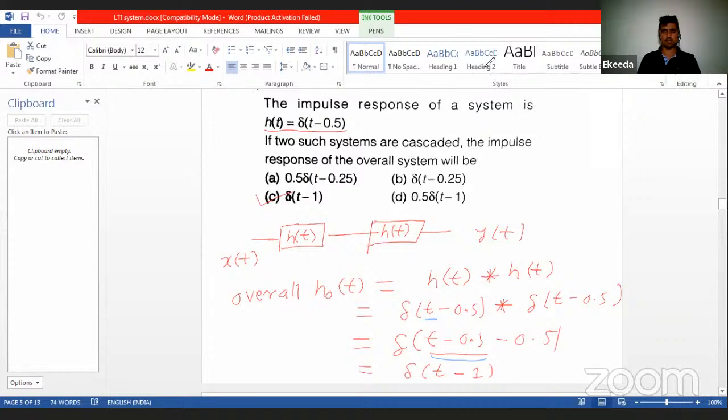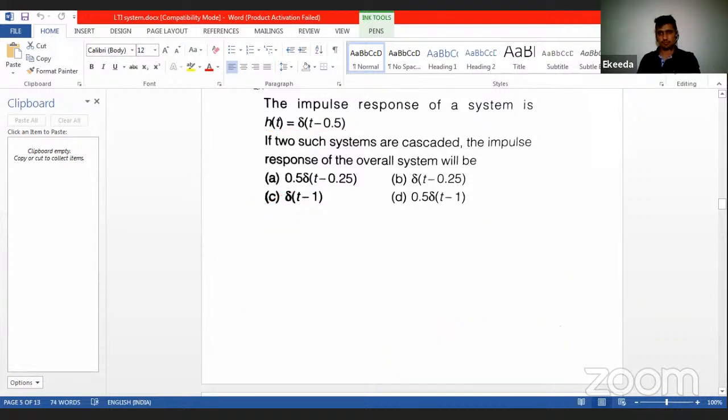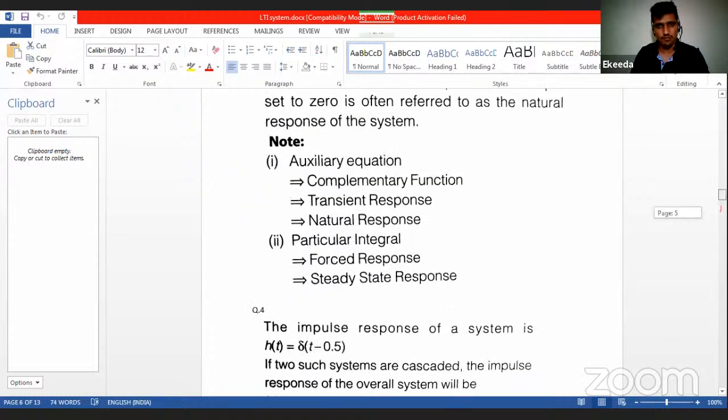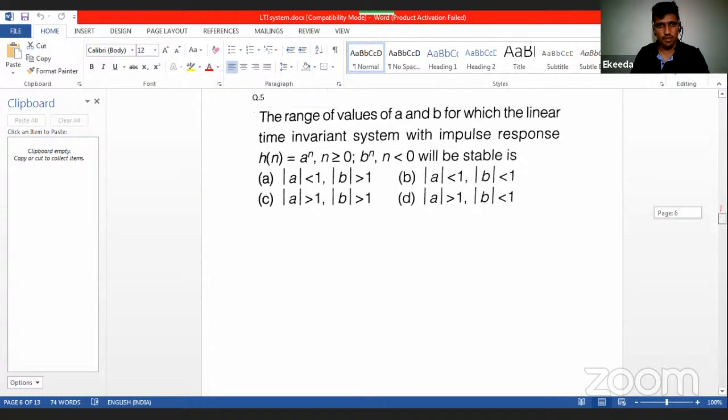Now let me clear all this and move to the next. This is a property of convolution; they simply use that. The answer is C. Now coming to the next question.